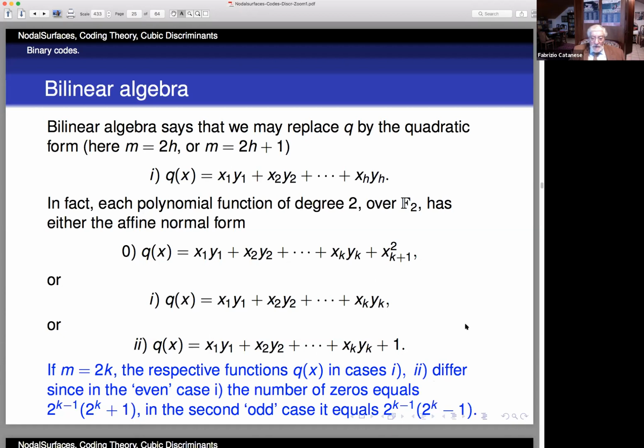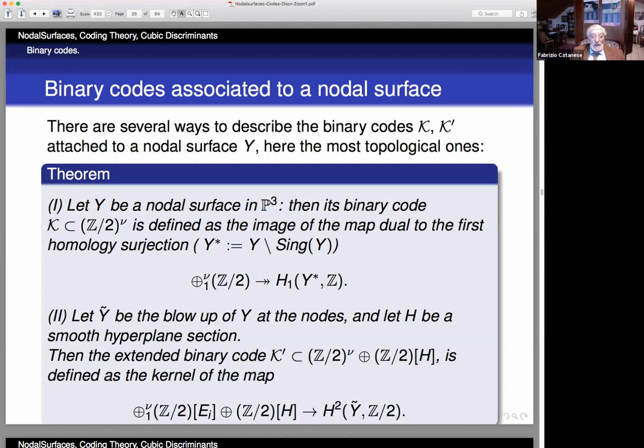And if m is equal to 2k, so this is of full rank, these two cases, 1 and 2, differ because they are related to the odd and even theta characteristics. In case 1, the number of zeros is 2 to the k minus 1 multiplied by 1 plus 2 to the k. And in the odd case it is 2 to the k minus 1 multiplied by minus 1 plus 2 to the k. So theta characteristics depend on this easy bilinear algebra over C mod 2.